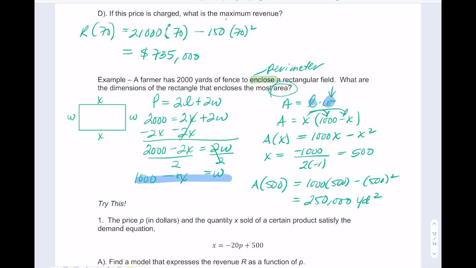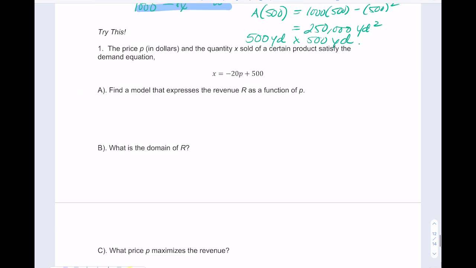So actually, you would have a square, right? The square root of 250,000 is, what would that be? That would be 500, right? So the dimensions are 500 by 500 if you take the square root of each. So 500 yards by 500 yards. Okay, I'm going to skip over the try this. Both of those are very similar to what we just did, so you can try that.